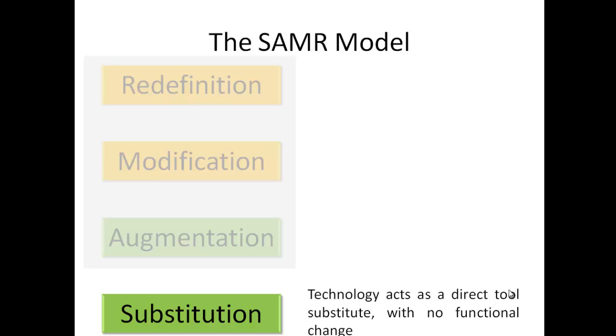Substitution. In this circumstance, substitution refers to where a technology acts as a direct tool substitute with no functional change. There are so many instances where technology is just used on a substitution basis, but it is important to note at this early stage of the presentation that the same technology may be used by a different teacher, slightly differently, that will move it up to a different level on the model. That's to say, a technology is not limited to one particular level. It all depends on how it's used.